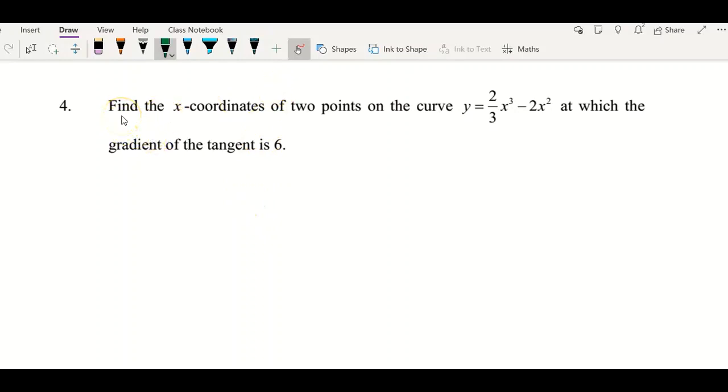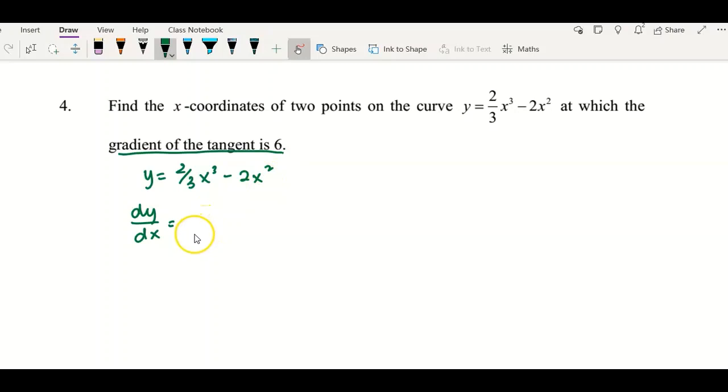Right, for this question 4, find the x-coordinate of 2 points on the curve y equals 2 over 3 x cubed minus 2x squared, at which the gradient of the tangent is 6. So now the question asks the other way around. It gives you the tangent and asks you to get the x-coordinate. So I have y equals 2 over 3 x cubed minus 2x squared. You need to find the dy dx. And then you equate your dy dx equals 6, because the gradient of the tangent is 6, and we're going to solve for the x.